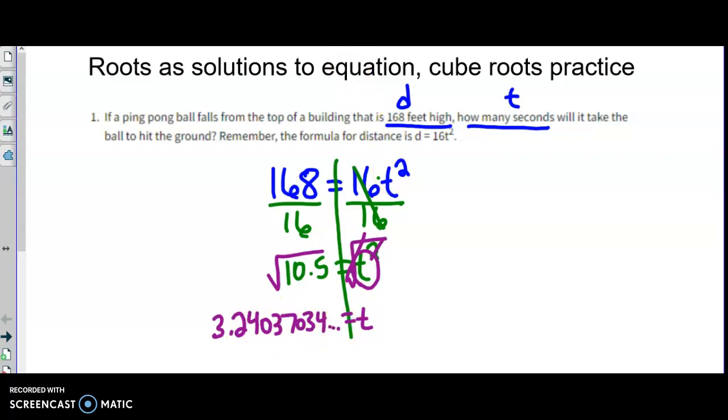3.2403734... Okay, so this is an irrational number because it doesn't end or repeat, but we want to round it. I'll go to the hundredths place, which is the second decimal. If this is what I want to round to, I look at the number directly behind it. If it's a 5 or above, it'll make this number go up. If it's below 5, this number will stay the same. So I'm going to say my time is approximately 3.24 seconds. It's going to take about 3 seconds for it to hit the ground.